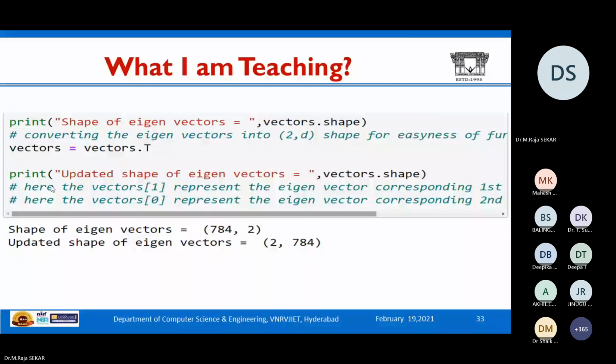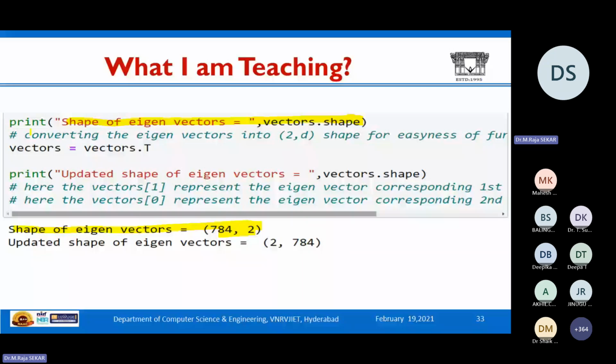Just see what the shape of the eigenvectors says. Just see, my dear friends, how many eigenvectors I found. Shape of the eigenvectors, vectors dot shape. What does it say? Shape of the eigenvectors is 784 by 2. What is 784 by 2? For this, we made a little bit of transposition.